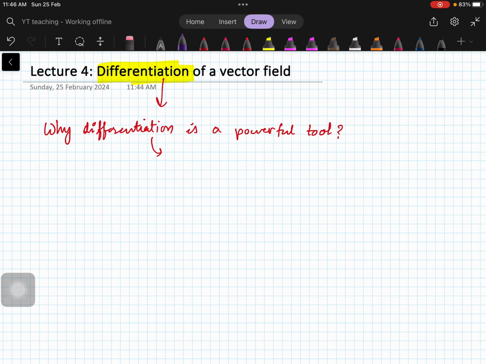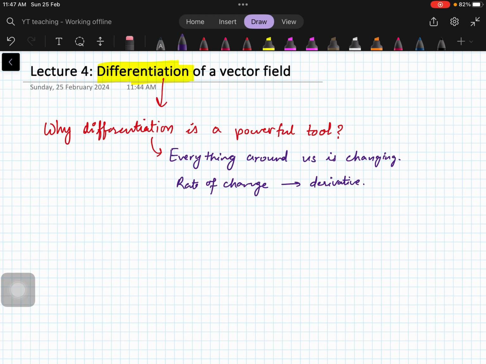Because you see, everything around us is changing continuously, right? And rate of change is nothing but derivatives. In mathematics, when you try to model rates of change, then you have to seek the help of derivatives. So that is why differentiation is a very powerful tool which you are going to see in every field. Like you try to model anything from cars to finance, you will see the derivatives appearing everywhere, right? So differentiation for sure is a very powerful tool.